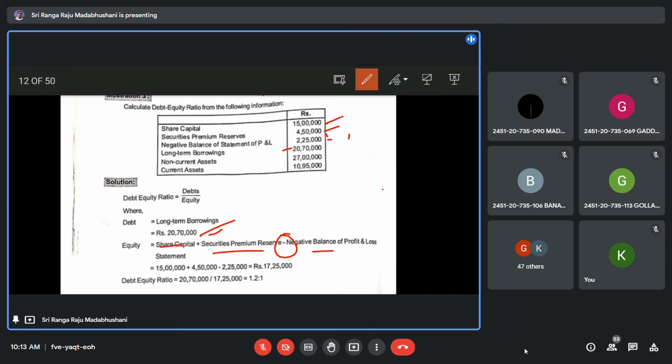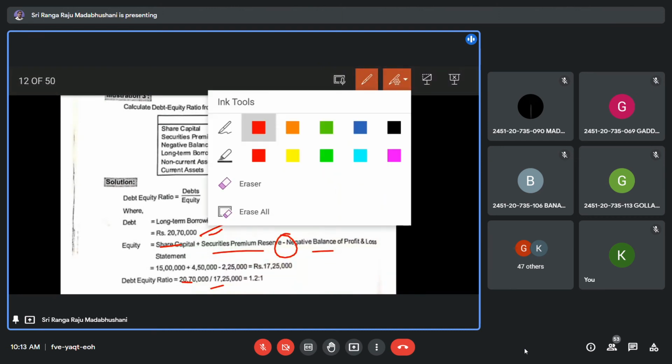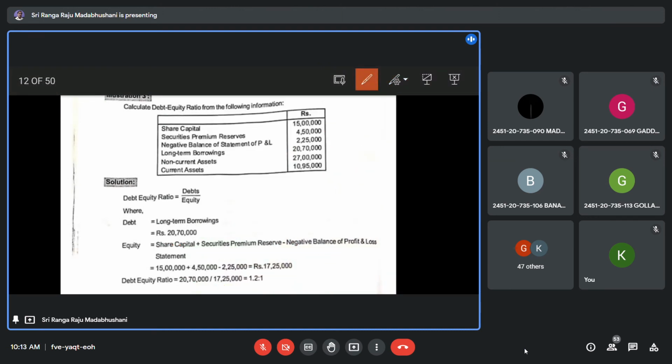So the debt is 20 lakh 70,000 and the owner's equity is 17 lakhs 25,000. So the financial position of the firm is not so good. The liability is more and our fund is less. So the ratio is 1.2 to 1.